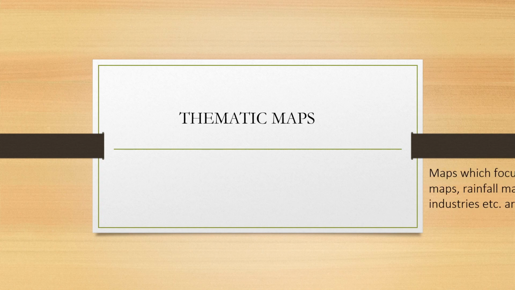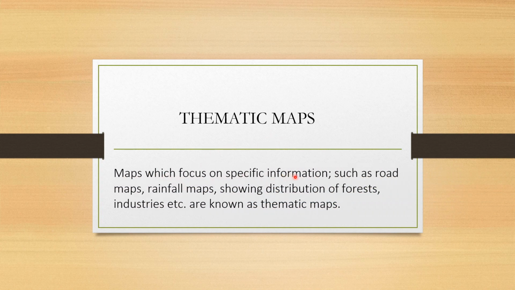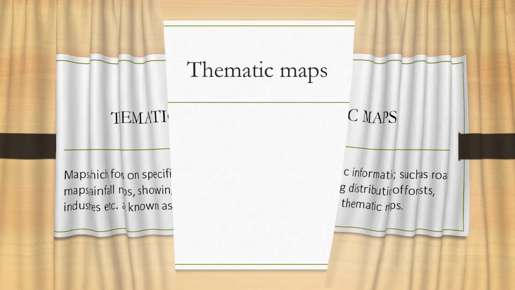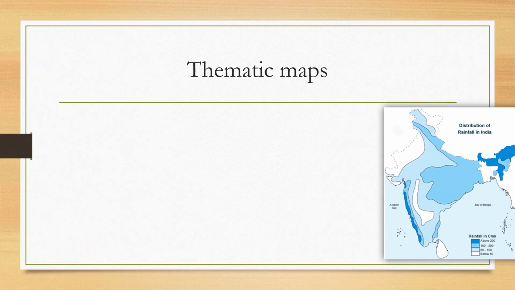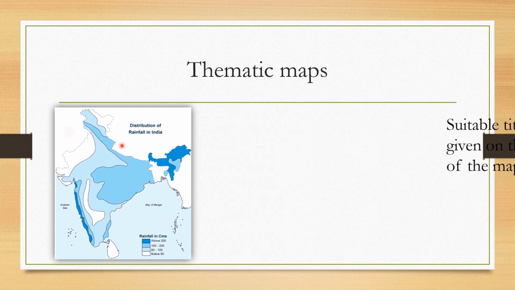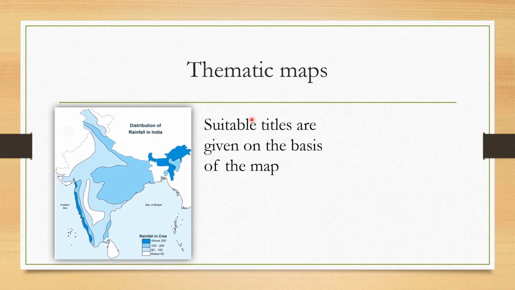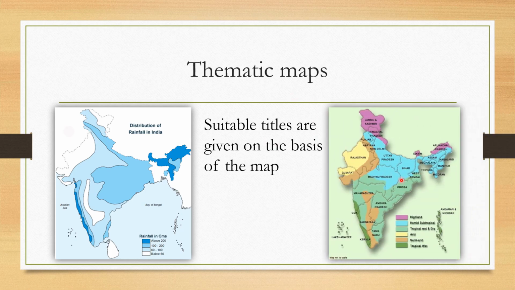Thematic maps. So what are thematic maps? Maps which focus on specific information such as road maps, rainfall maps, showing distribution of forests, industries, etc. are known as thematic maps. So some pictures of thematic maps are shown here. Thematic maps are like these things. So titles are given on the basis of the maps. Like some maps are of rains, some of forests, and some of roads.